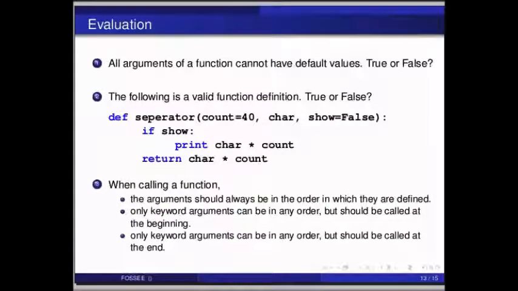Here are some self-assessment questions for you to solve. All arguments of a function cannot have default values, true or false. Second question, the following is a valid function definition, true or false. The function is given: def separator(count=40, char, show=False): if show: print(character * count), return character * count. And the third question is, when calling a function, the arguments should always be in the order in which they are defined.